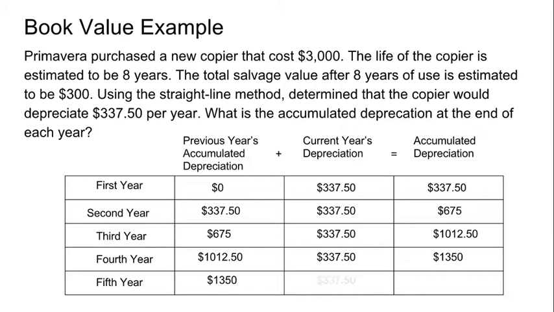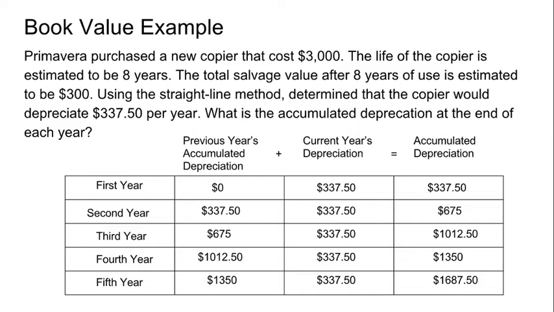And then finally, for the fifth year, when we plug in our values, we get that at the end of 5 years, our accumulated depreciation is $1,687.50. So that means that if Primavera owns this copier for 5 years, at the end of 5 years, the value would be $1,687.50 less than what it was at the beginning.